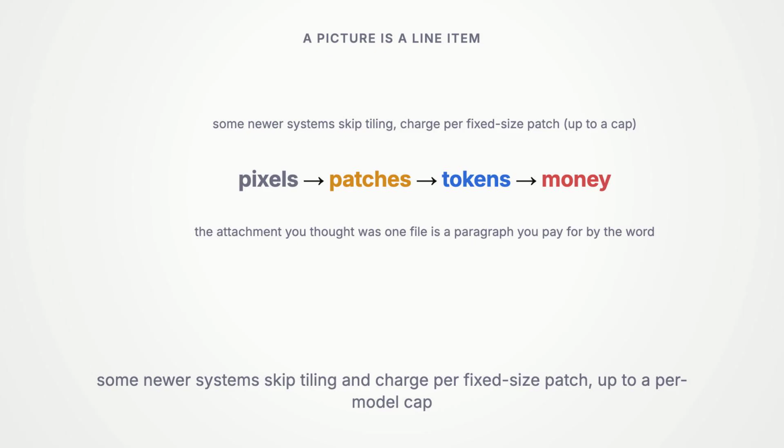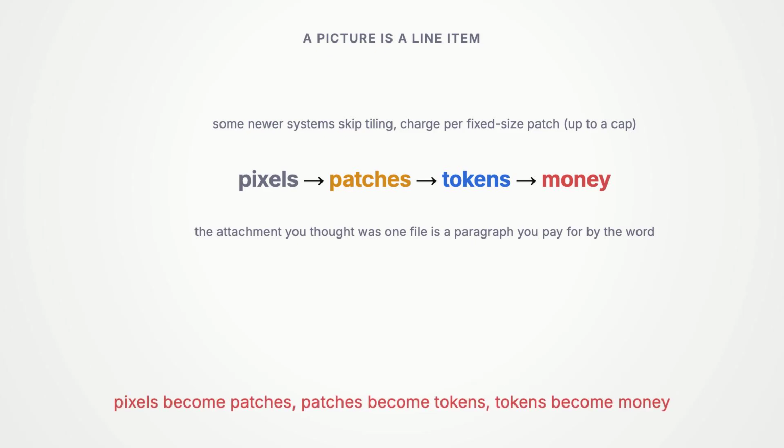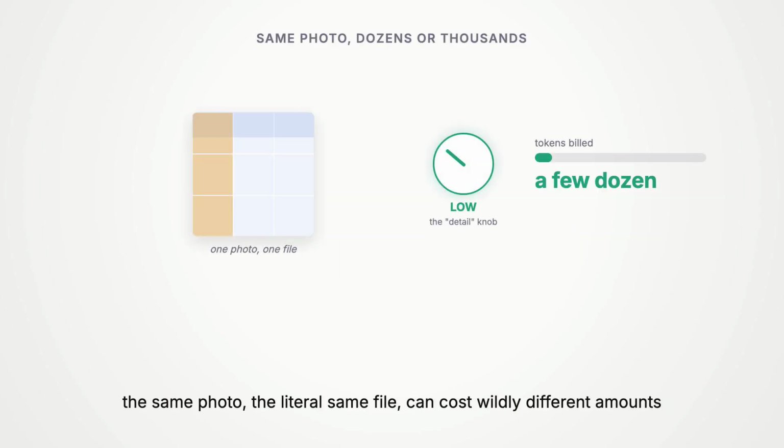Pixels become patches, patches become tokens, tokens become money. The image you thought was one tidy attachment is, on the inside, a paragraph you are paying for by the word. Now the hook, the thing worth burning into memory. The same photo, the literal same file, can cost you wildly different amounts depending on one tiny choice.